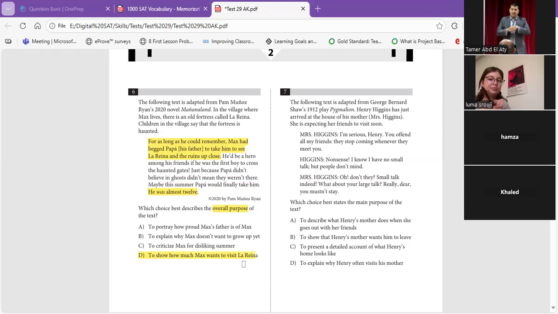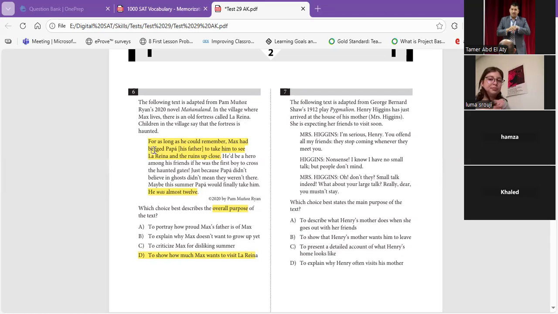For people who are confused or don't understand whether this is solved like that or not, they can read the whole text to find out after I solve it. I want to now be sure. It said the following text is adapted from Pam Munoz Ryan's 2020 novel. In the village where Max lives, there is an old fortress called La Arena. Children in the village say that the fortress is haunted.